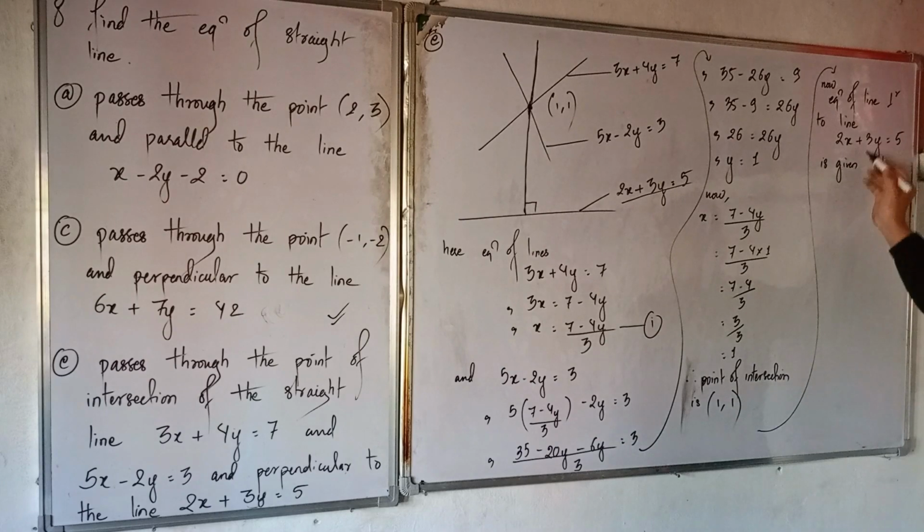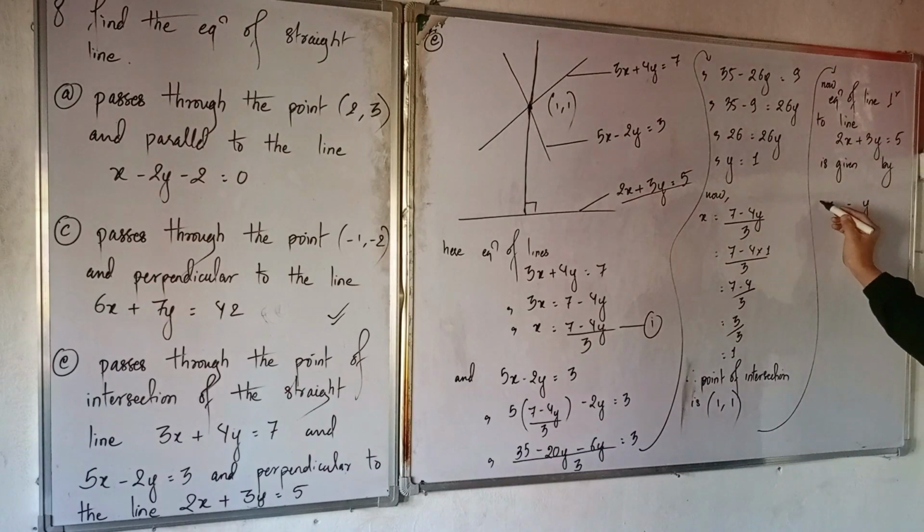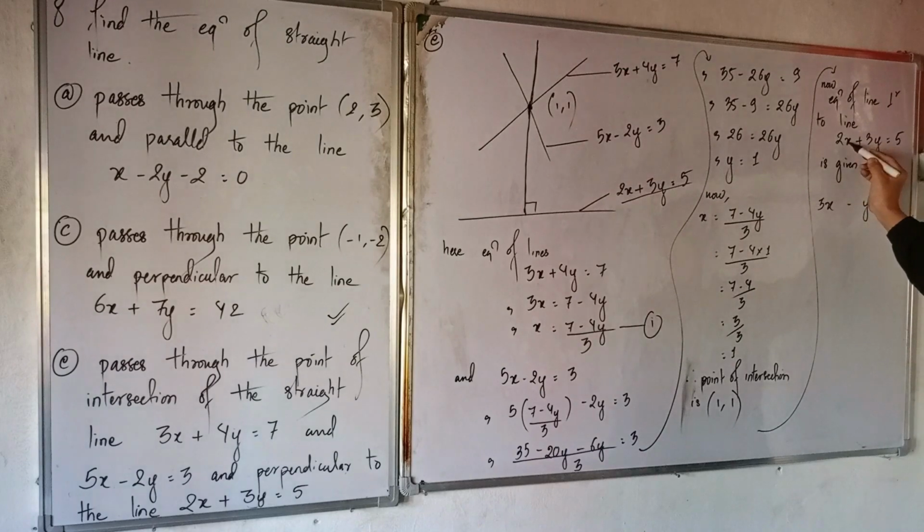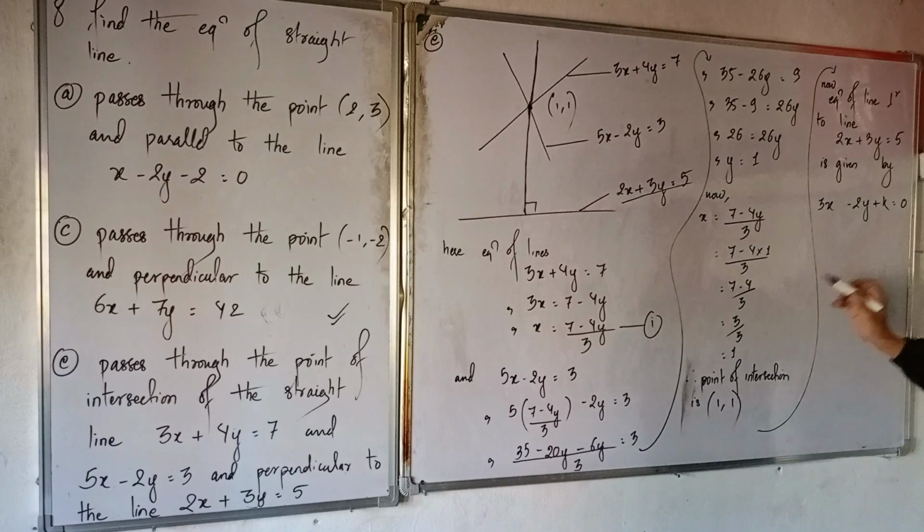So given by this will be, you just write here x and y, this plus sign becomes negative, and the variable of y becomes the variable of x, and the variable of x becomes the variable of y, and the constant term will also change, plus k equals 0. Let's suppose this is equation 2.